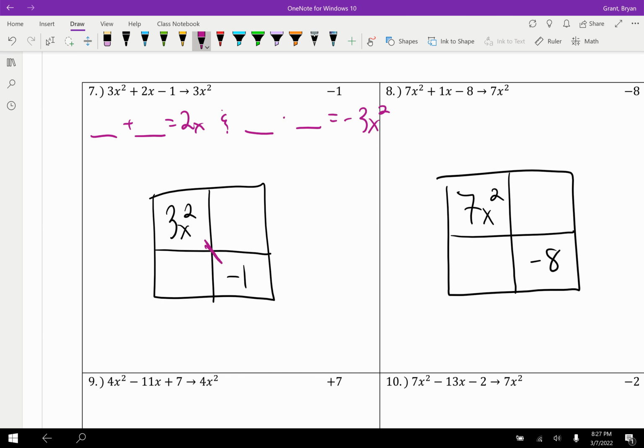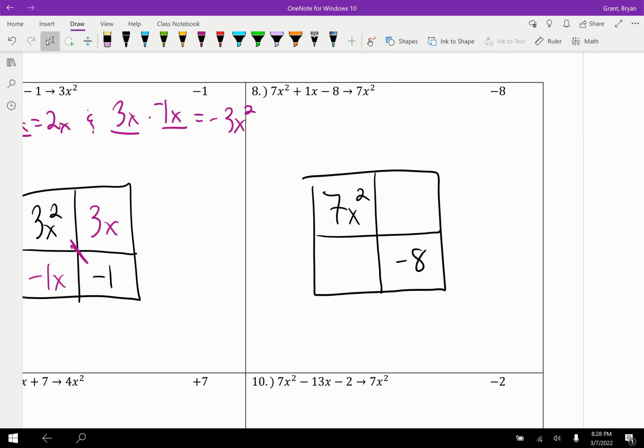Well, this one's got to be 3 and 1. That's the only thing I can think of to multiply to make 3. We know one of them has to be negative to equal a negative. But which one? Well, let's jump over the 2. The 2 is positive, so the bigger sign wants to keep that positive, so give it to the smaller one. 3 minus 1 is 2. 3 times negative 1 is negative 3. 3x, negative 1x.